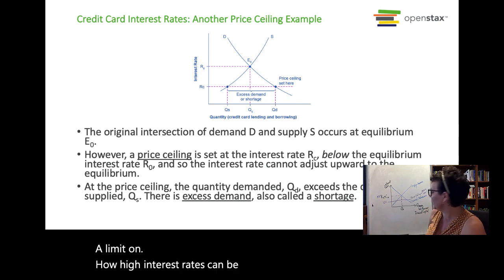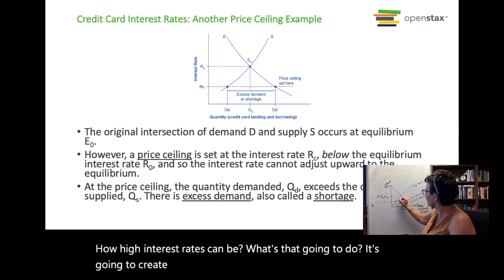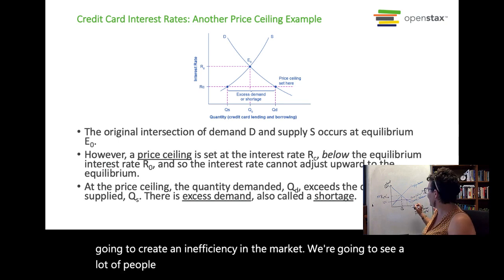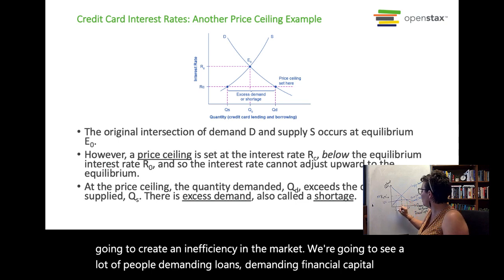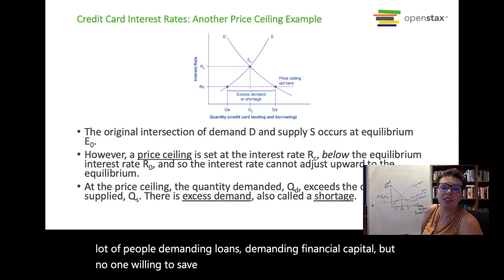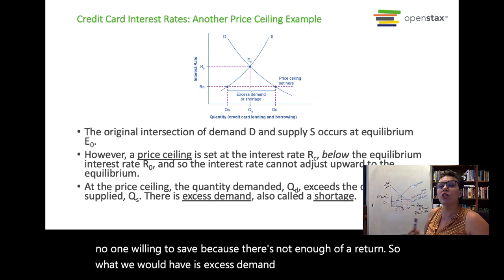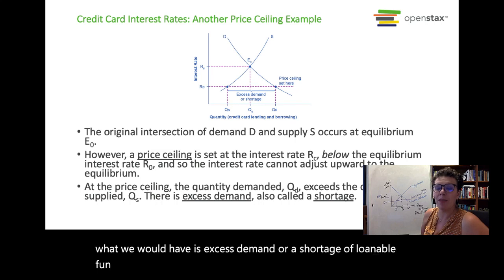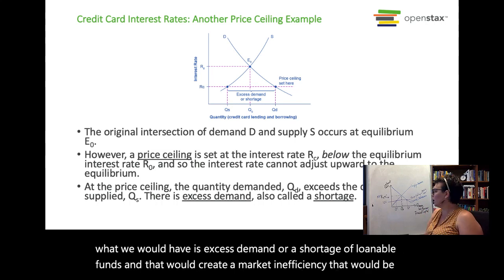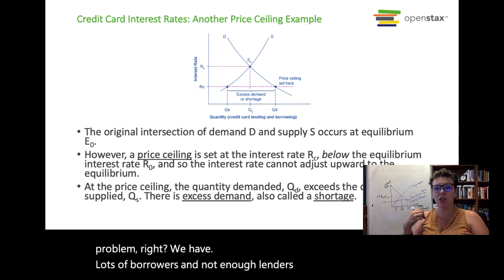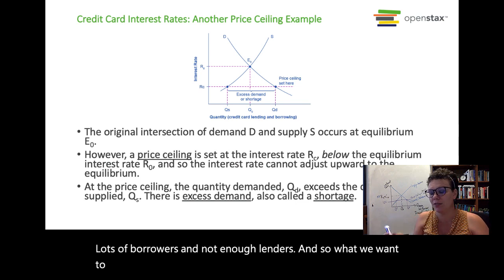What's that going to do? It's going to create an inefficiency in the market. We're going to see a lot of people demanding loans, demanding financial capital, but no one willing to save because there's not enough of a return. So what we would have is excess demand or a shortage of loanable funds. And that would create a market inefficiency. That would be a problem, right? We have lots of borrowers and not enough lenders. And so what we want to avoid is these kinds of market interventions.